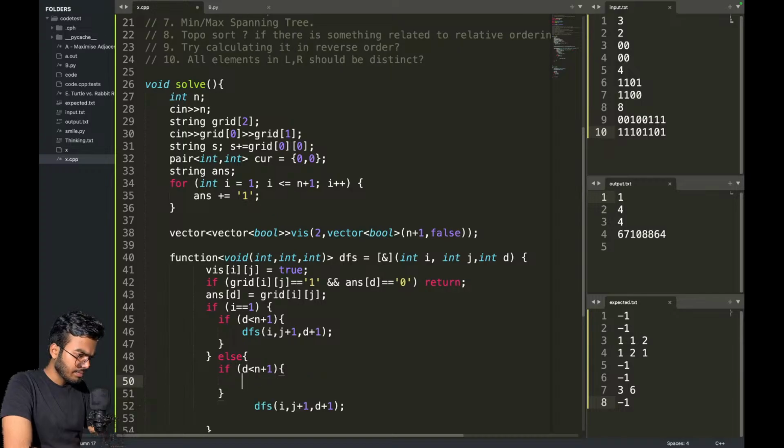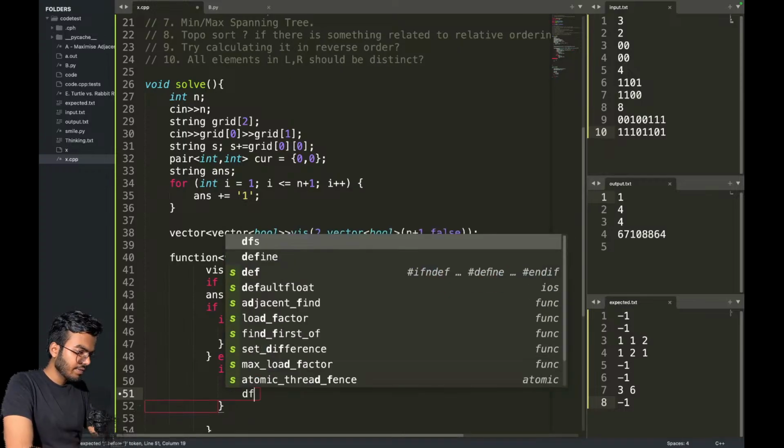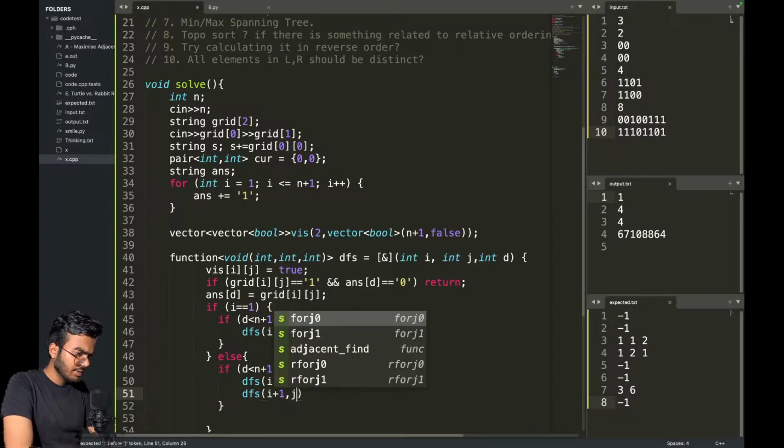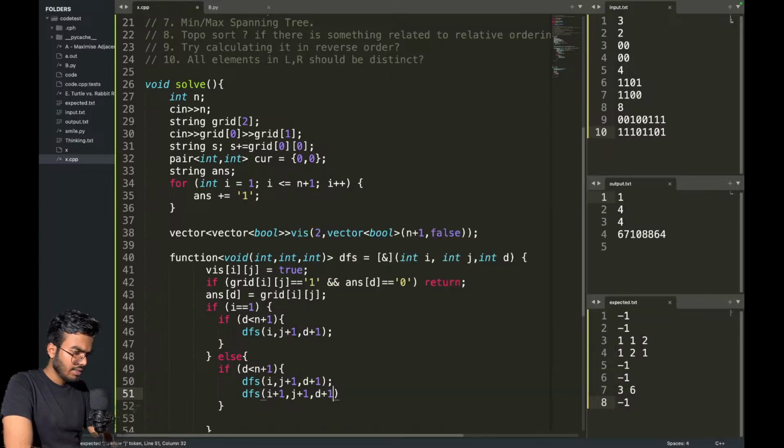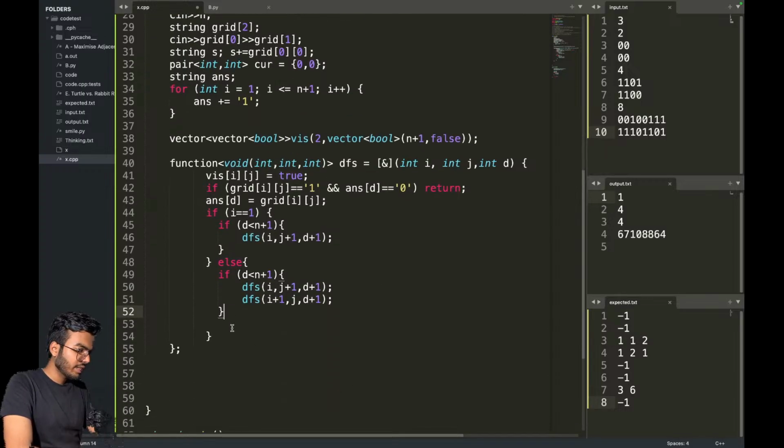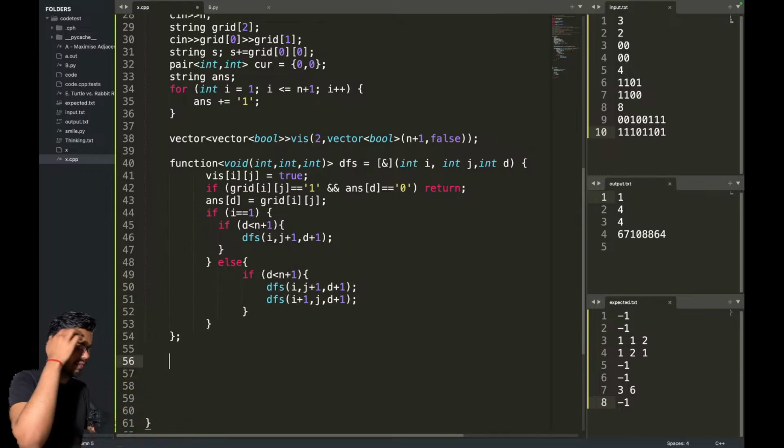First try this, and after that I can also try DFS of i plus 1 comma j comma d plus 1. So j remains the same, right? d plus 1, yeah. So I have these two possibilities. Now what I can do is let's just try to run this whole DFS function and see if it gives me, at least the string should be correct.